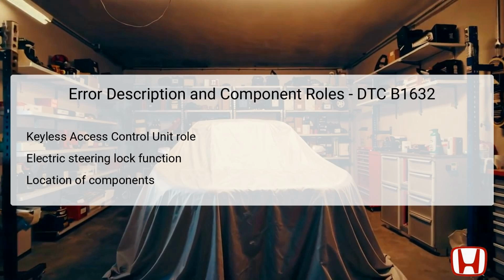The integral role of the keyless access control unit lies in its ability to communicate commands to the steering lock, thus safeguarding the vehicle against unauthorized access. Faults in this system can impede your ability to start the vehicle, making it essential to understand the roles of these components to effectively address the DTC B1632.